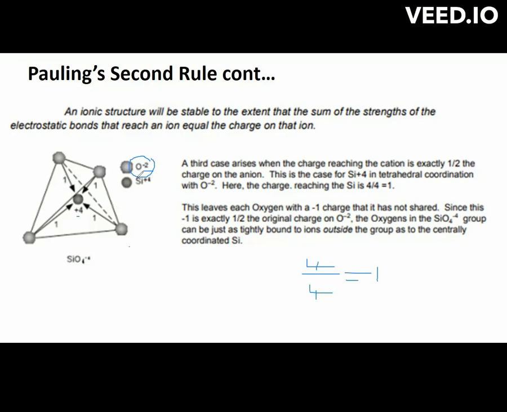So how do we come about this? We now know that the oxygen in the SiO4 group can be just as tightly bound to ions outside the group as to the centrally coordinated Si, because some of the oxygens are not shared and will be able to participate in chemical reactions. So basically that is that.